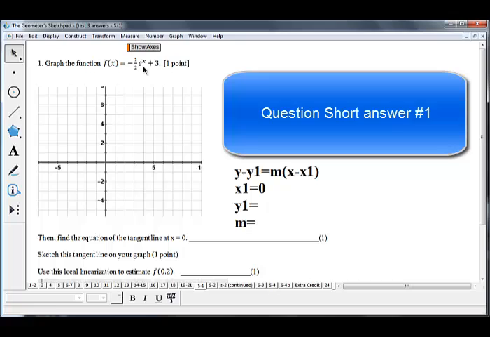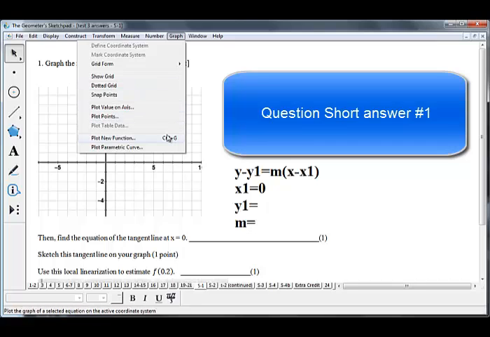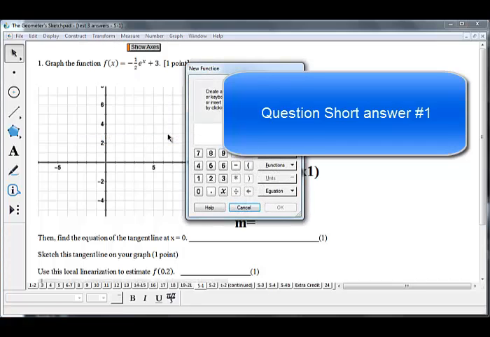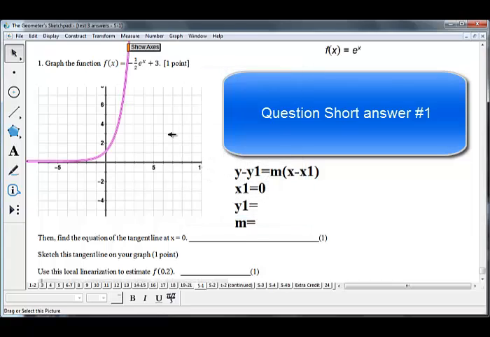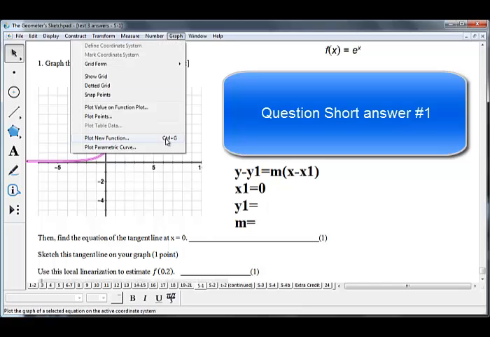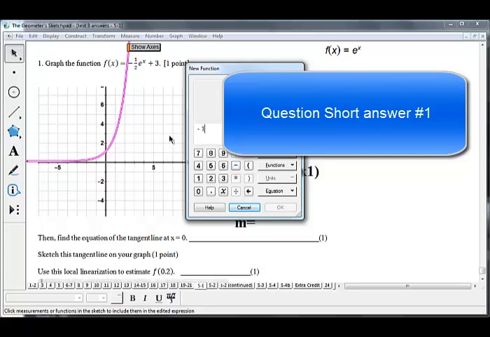One way to think about this is that it is taking the function e to the x, which we know. I'm just going to graph it for us here. Okay, this is what e to the x looks like. Now we want to multiply each of these values by negative 1/2. So what I'm going to do here is plot a new function, which is negative 1/2 times e to the x.